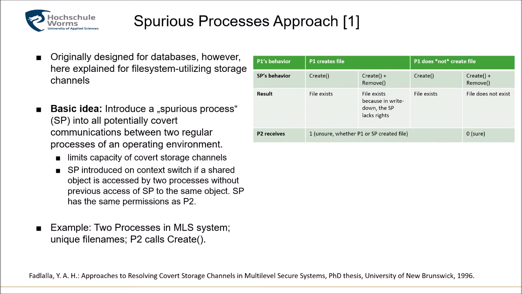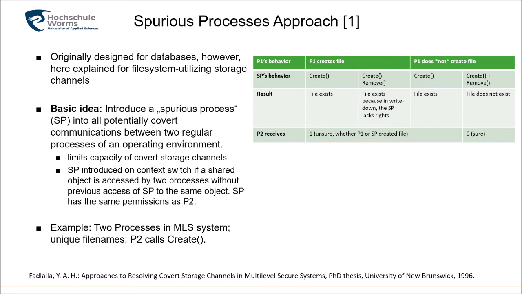So the basic idea here is that the operating system kernel would introduce a spurious process called SP here into all potentially covert communications between two regular processes of an operating environment. This limits the capacity of the storage channels, and the spurious process is introduced on context switch if a shared object is accessed by two processes without previously having the spurious process accessing the same object. And the spurious process always operates with the same permissions as the following process.